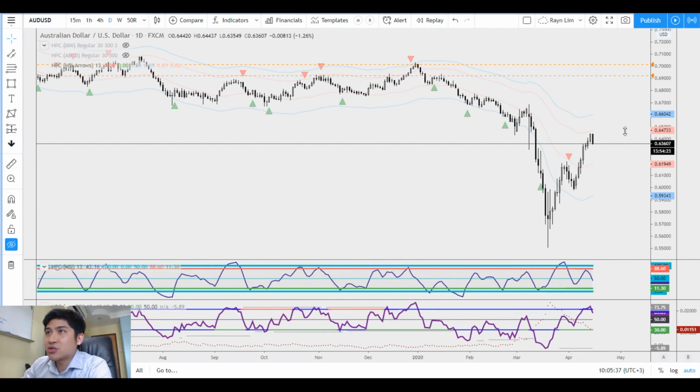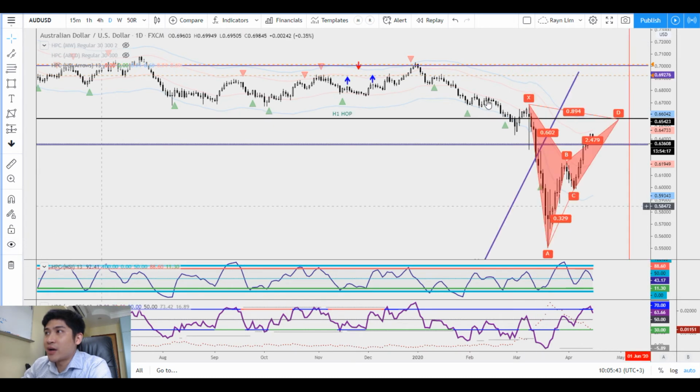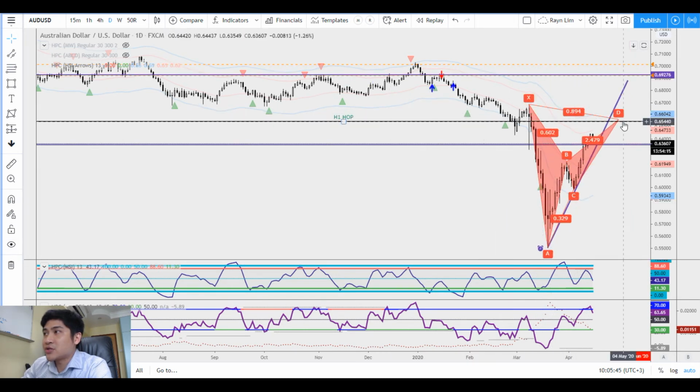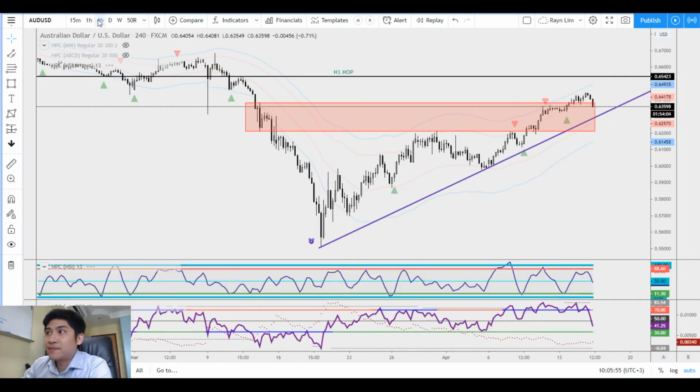We do not have much things over here, so we go a bit faster. Australia dollar on the daily chart, bearish movement. So I'll just share a few of my analysis. There is a bearish bat over here, 65, 68, for a shorting opportunity back into the previous sell zone. To the 4-hour chart, this is what I have on the 4-hour chart.